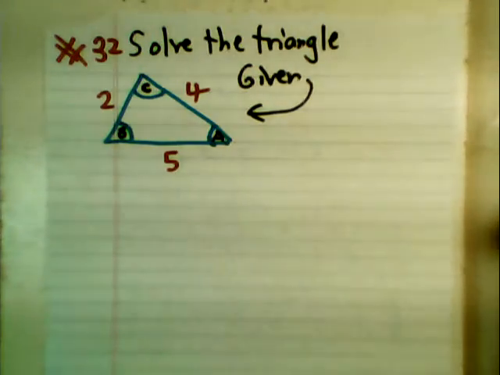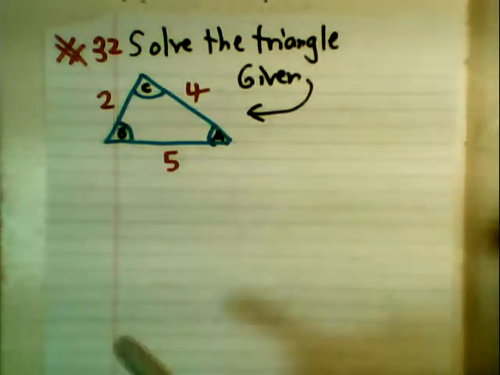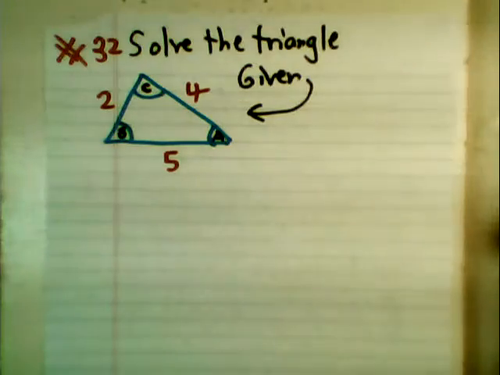In problem 32, we're given a triangle that has 3 sides and it wants us to solve for the interior angles, the 3 angles that are inside the triangle. Since we only have sides and no angles, we're probably going to have to apply the law of cosines. So let's go ahead and try that.